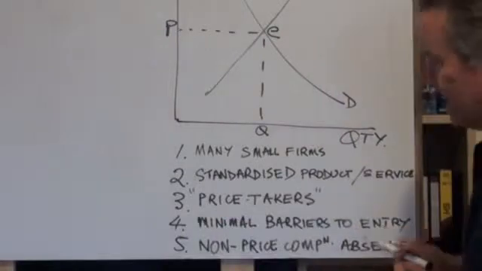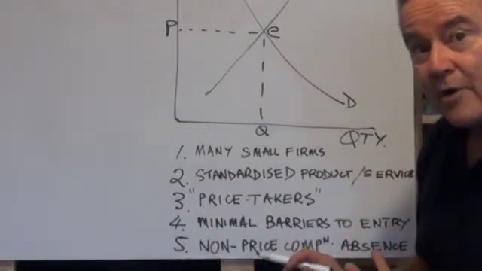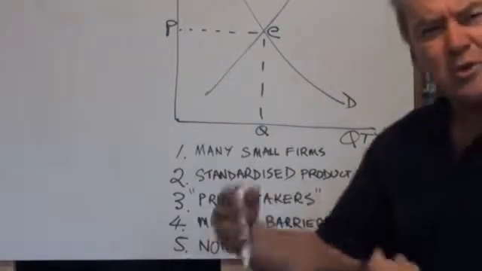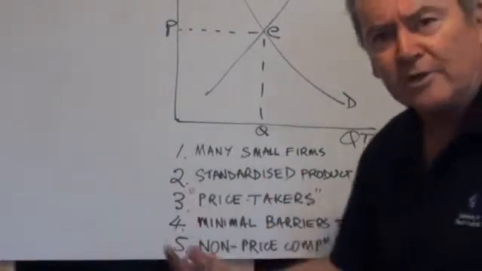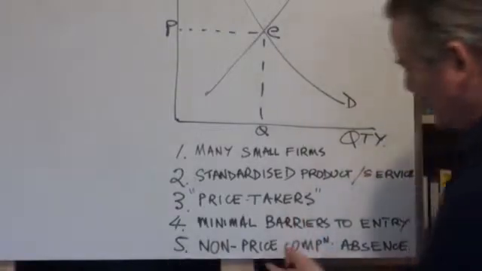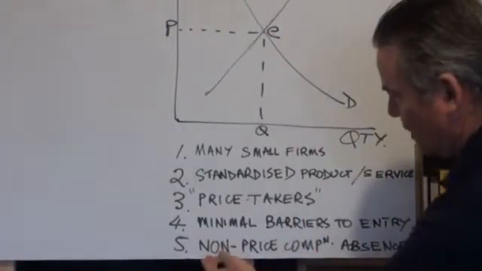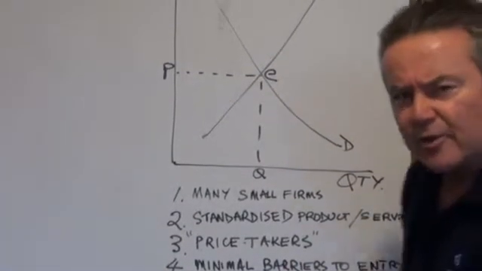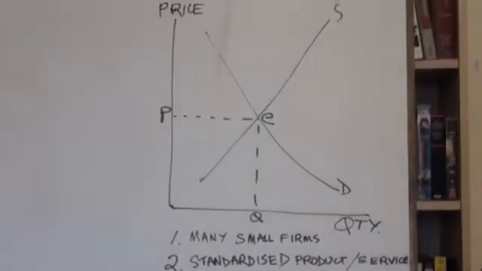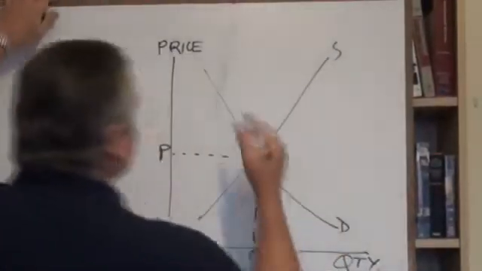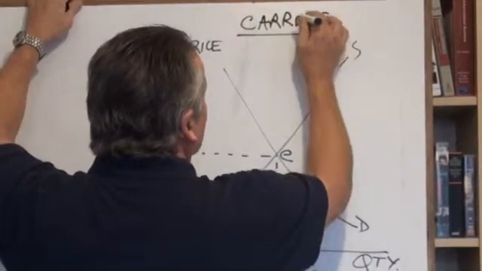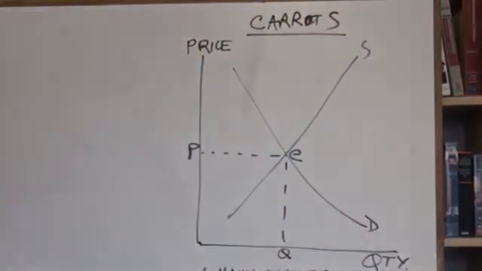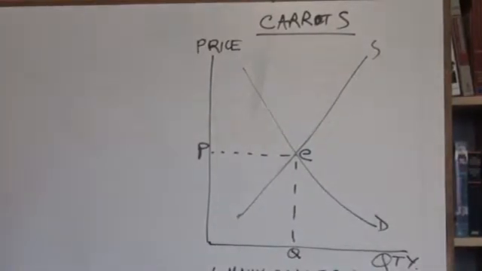We're talking about markets where there's minimal barriers to entry, no huge amounts of start-up capital, no special licences required or patents to overcome, and a complete absence of what we call non-price competition, for example advertising. There's none of that here. So for example, let's say this is the market for carrots. So many small carrot growers.